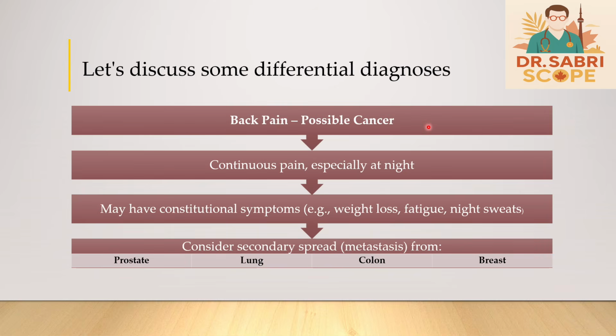Coming here to the cancer that can also cause back pain, specifically if the patient presents with a fracture. The character of the pain could be continuous pain, specifically during the night, and also during our history taking, the constitutional symptoms like weight loss, fatigue, night sweats will be positive. That will be a good indication that it could be cancer or infection. The most common secondary spread, metastases, could be from the prostate, lung, colon, or breast. So during our history taking, it's good to ask about prostate screening, and if the patient has been screened for lung cancer, colon, or breast.